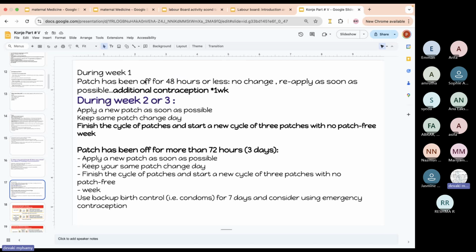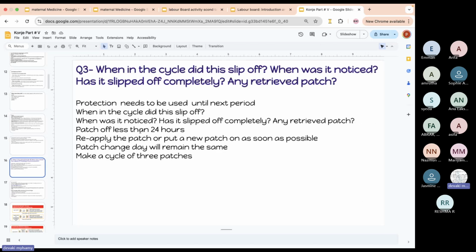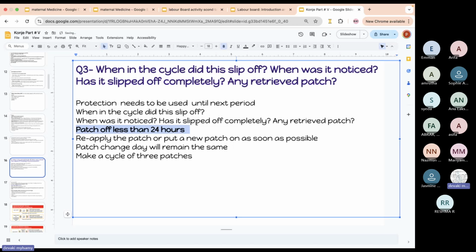So during week 1, the patch has been off for 24 hours. Whenever the patch is off for 24 hours, it is something like missing one pill. You may not need to change it. You just reapply the same patch, and the new patch will be going according to the schedule, and this 3 cycles patch will be there.